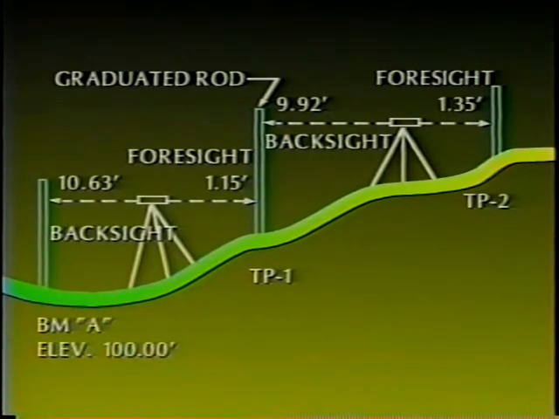The sum of the backside reading and the elevation of the turning point gives a new HI for the level at the new setup. In our example, this would be 109.48 feet. The elevation of the turning point plus 9.92, the reading on the rod at the turning point, equals 119.40 feet, the elevation of the level at the new setup point.